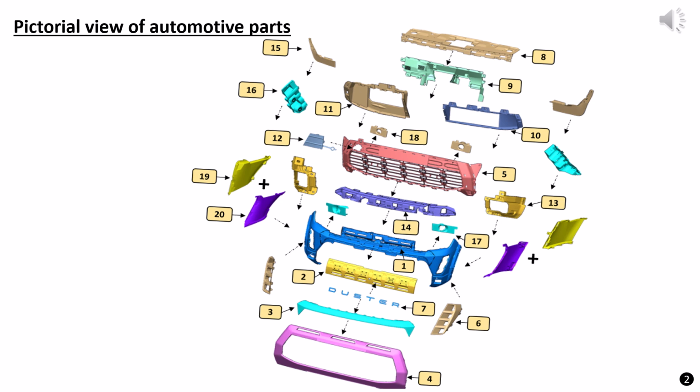Coming to the pictorial view, this shows the complete bumper trims assembly, including both grained and painted parts. We have used the actual CAD model here to provide a realistic representation and a better understanding of the various injection molded components involved in the assembly.